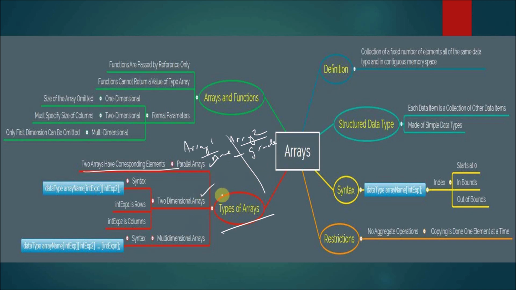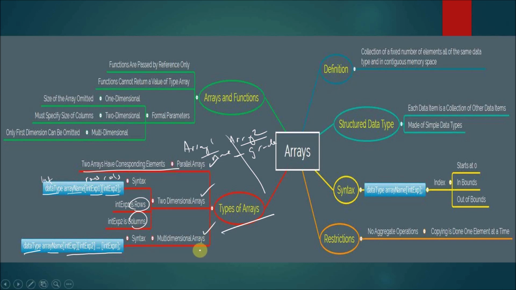Another is what's known as a two-dimensional array. Here the syntax would be a data type such as int, the name of the array, and then an int x1 and an x2, where the first one indicates your rows and the second your columns. And then you have what's known as a multi-dimensional array. Like before, it's data type, name of array, and then you have all your different variables listed here.